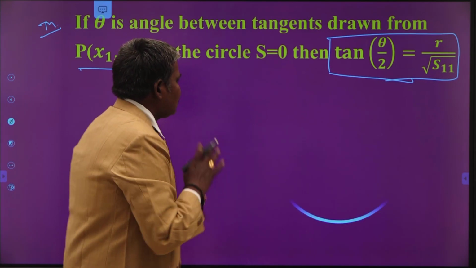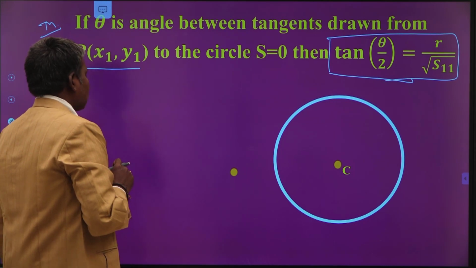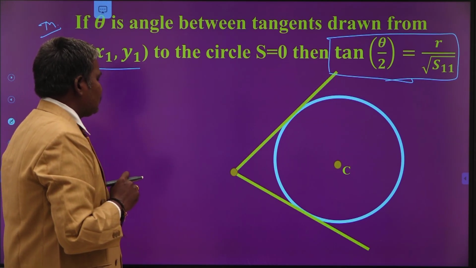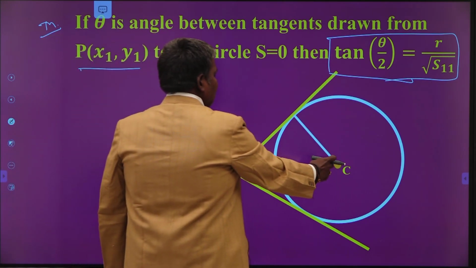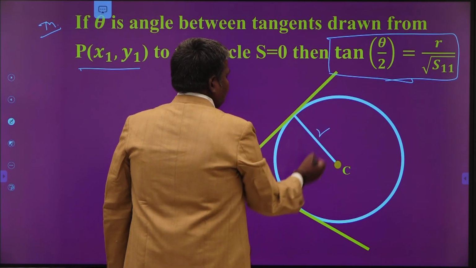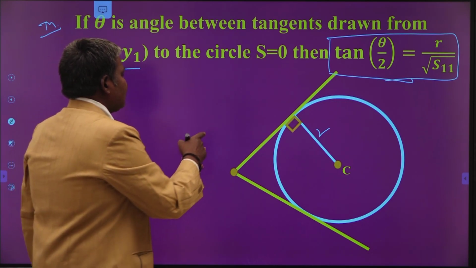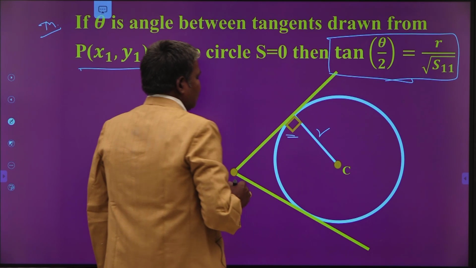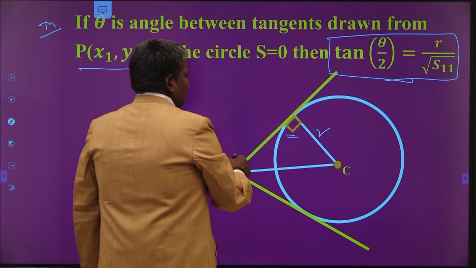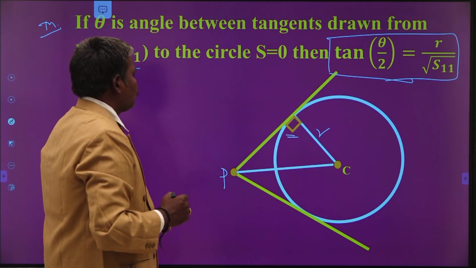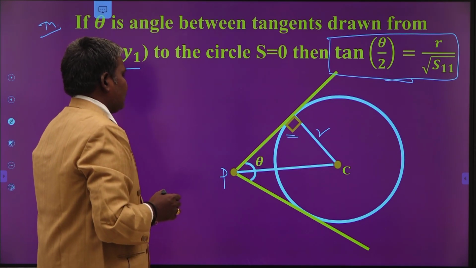Okay? See here, this is the circle, this is my center of the circle. This is the outside point P (x1, y1). You draw tangents through this point to this circle, then draw a perpendicular from C to the tangent. This is your radius. Similarly, you can draw the perpendicular, that is the radius, to the other tangent. The angle here is 90 degrees. Join the point P to C. We get the right angled triangle in this manner. Now we have to show that tan(theta/2) = r/root S11. What is my theta here? The angle between the tangents. Understand?